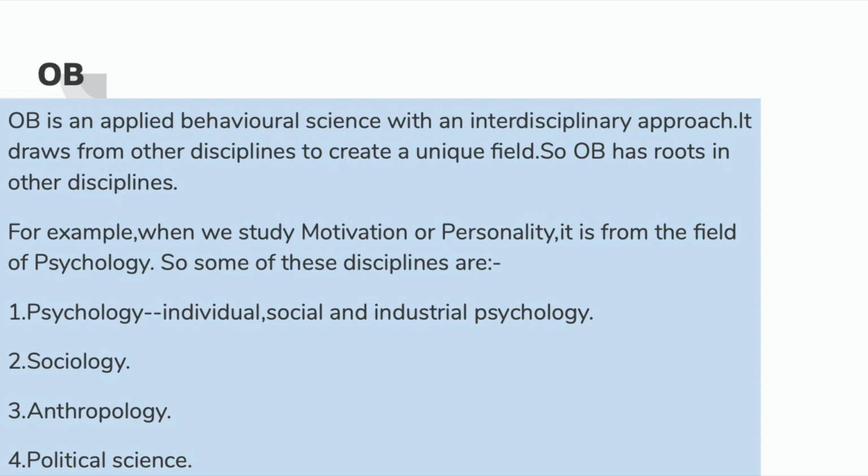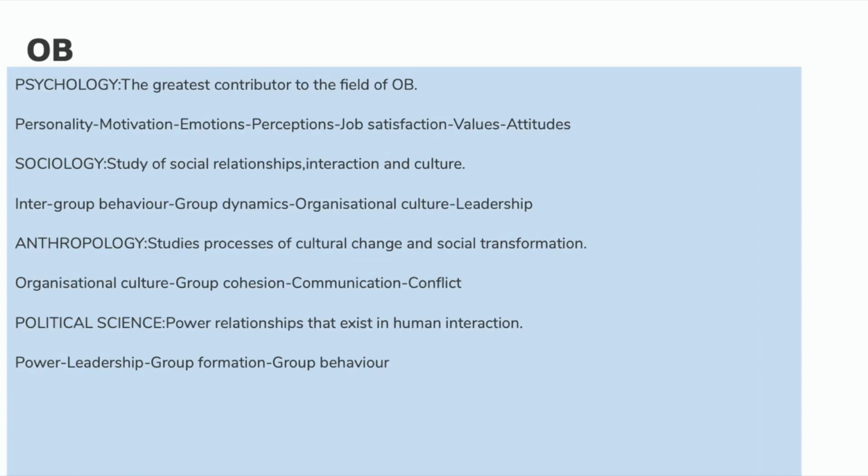And then political science. So we take from political science issues like politics, power, conflicts, group formation, group behavior. Because political science means the power relationships that exist in human interaction. So whatever that power relationship, we have taken that part for our organizational behavior.